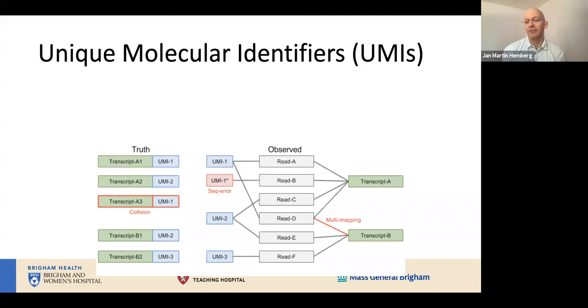Another issue is of course that you can have sequencing errors in your UMIs. So then you might think that things that actually came from the same transcript are instead different because of these errors. Fortunately, there are many different tools available for dealing with these types of problems.